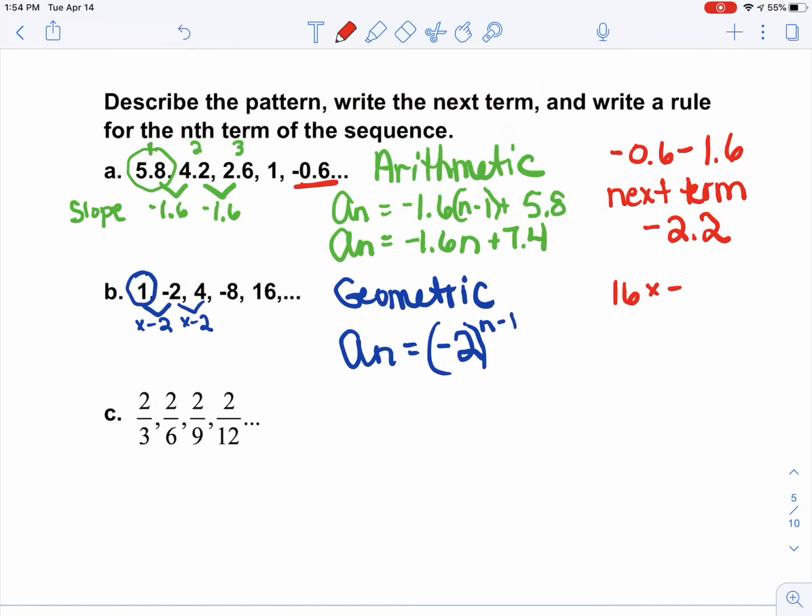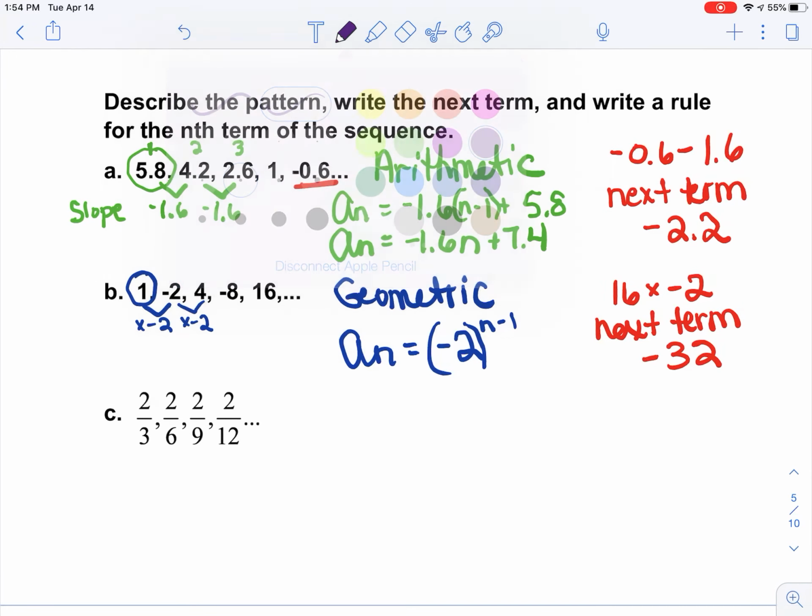Next, we need the next term. So I take 16 times negative 2. Next term is going to end up to be negative 32. So it's geometric. There's my rule. And my next term is negative 32. All right, let's look at this last one here.